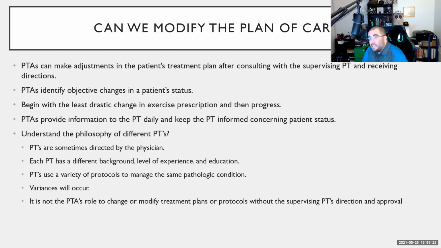We can make adjustments in their treatment plan after consulting with the PT and receiving directions, right? Maybe the patient has progressed where TheraBand rows are no longer good enough, right? They're just at the point where TheraBand's not doing it. We need to move them to more of a Nautilus machine or get them on some free weights doing rows or something like that, right? Don't mix up plan of care and treatment plan, exactly, right?